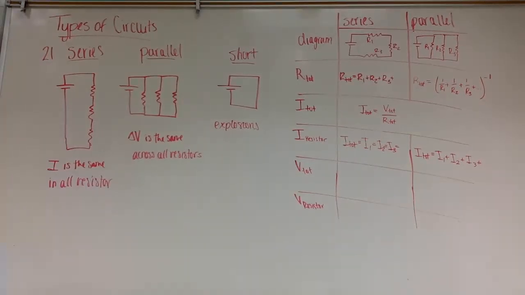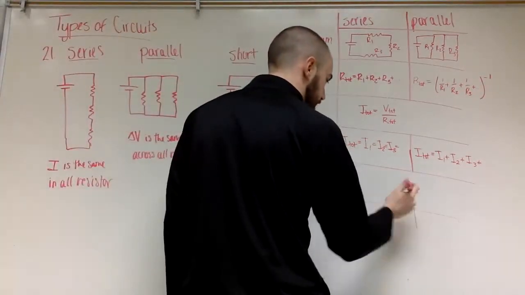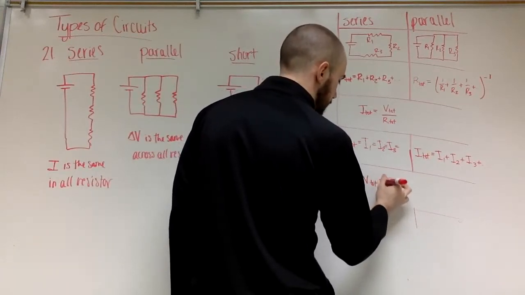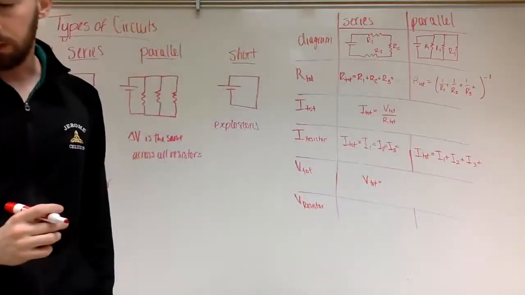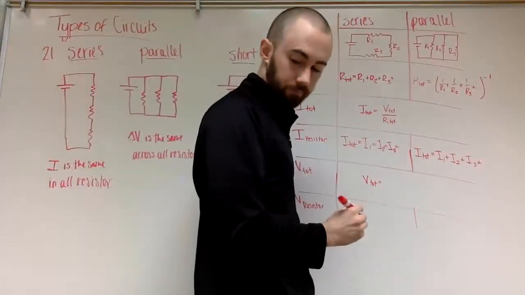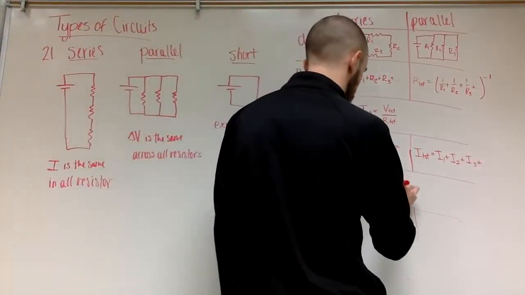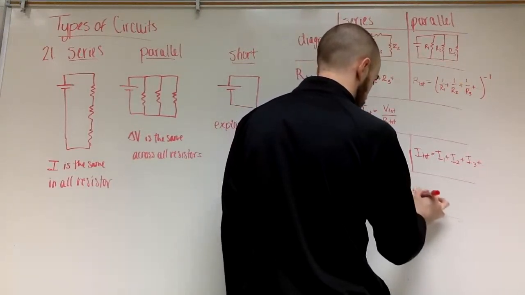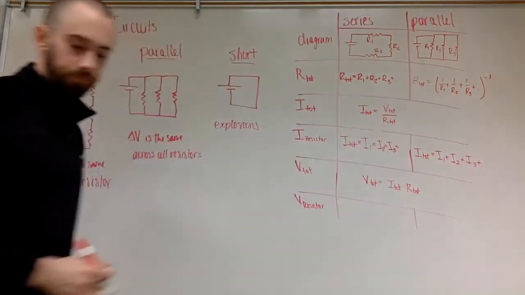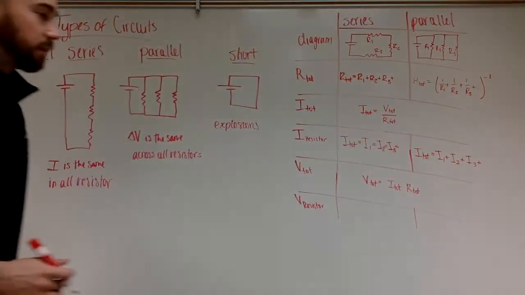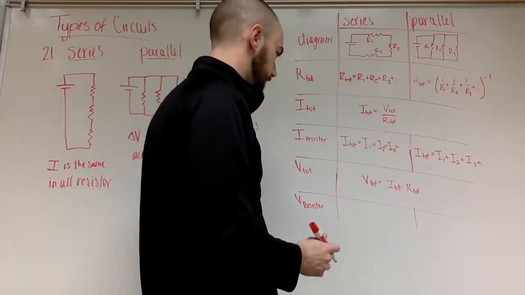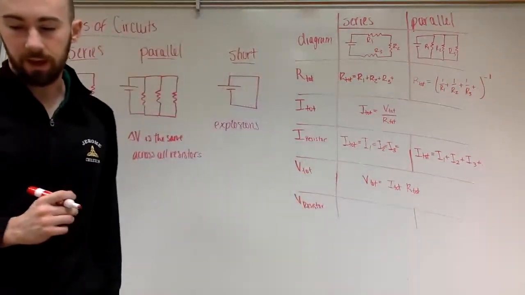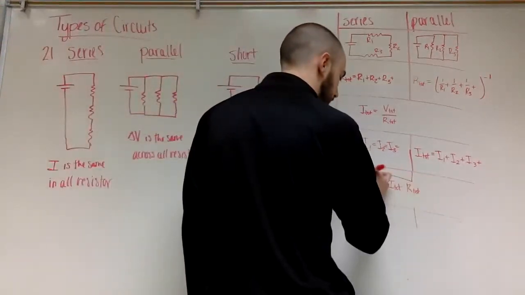Now, how do we find the total voltage in a system? Well, it's going to be the same way for both of them. V total, normally it'll just be your battery, but V total is going to be, let's see, I total times R total. Just rearranging that. Oh, one more thing we can do with that. So this goes on both of them.